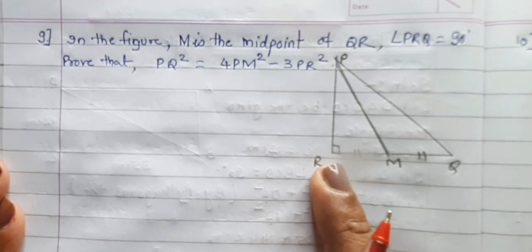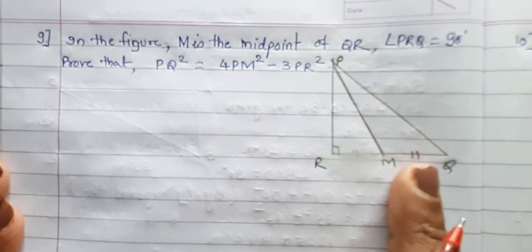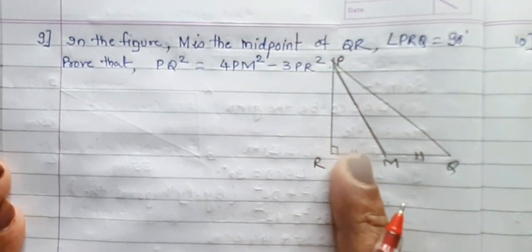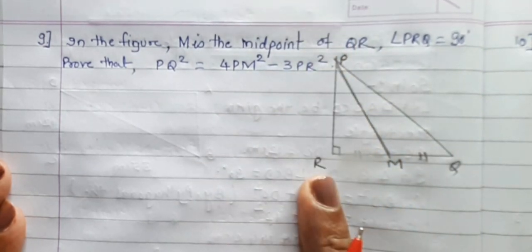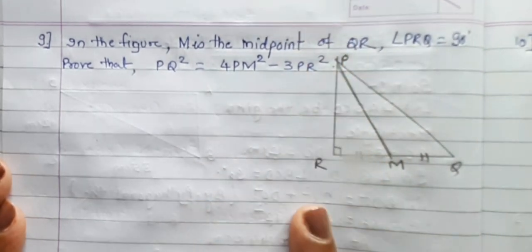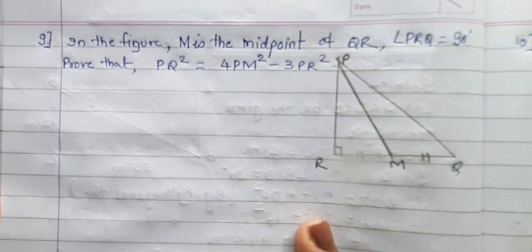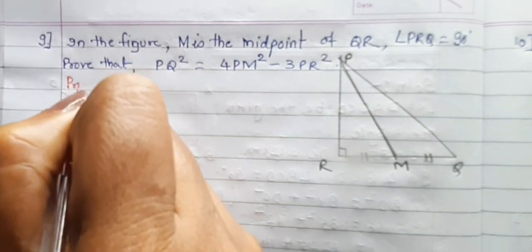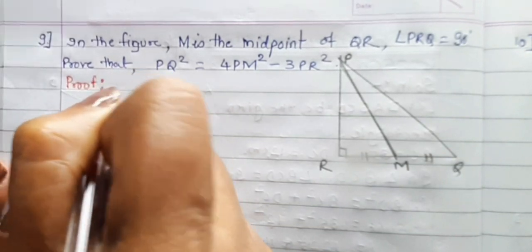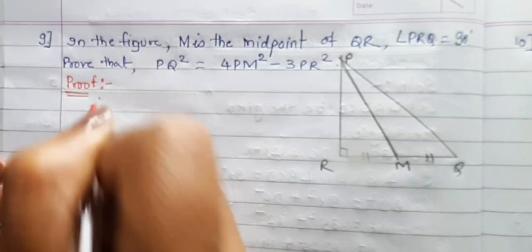I'll repeat one more time. PQ square is equal to 4 times PM square minus 3 times PR square. Sorry, first I said plus. It is minus 3 times PR square. Okay, so let's begin. Here it is a proof, so we are not going to write a solution. We have to write the proof over here.